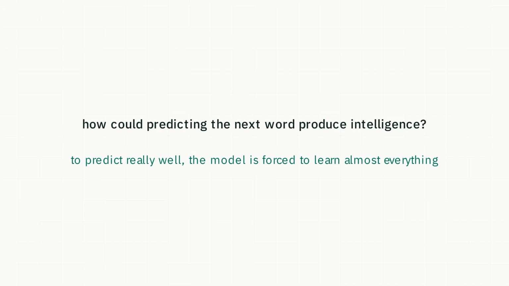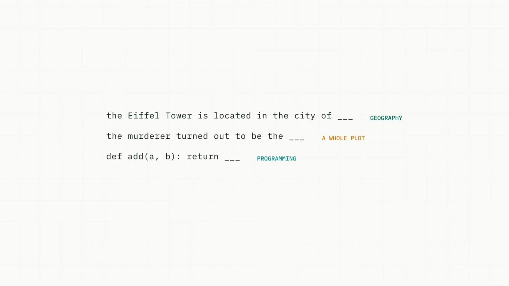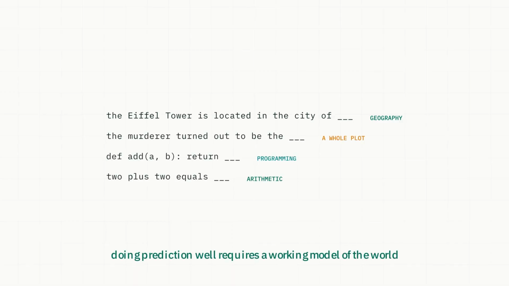To predict the next word really well across the entire internet, the model is quietly forced to learn almost everything. To finish the sentence "The Eiffel Tower is located in the city of," it has to learn geography. To finish "The murderer turned out to be the," it has to track a whole plot. To finish a line of code correctly, it has to learn programming. To finish "2 + 2 =," it has to learn arithmetic. Prediction isn't a trivial task in disguise. Doing it well requires a working model of the world, and that is the deep trick at the heart of everything.